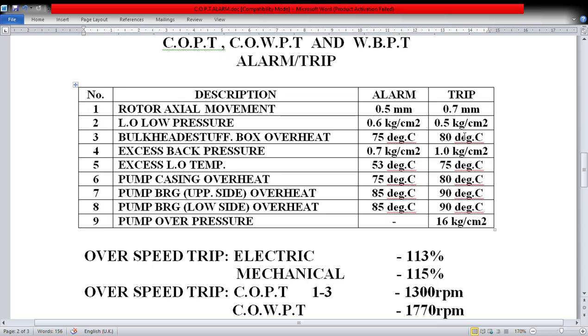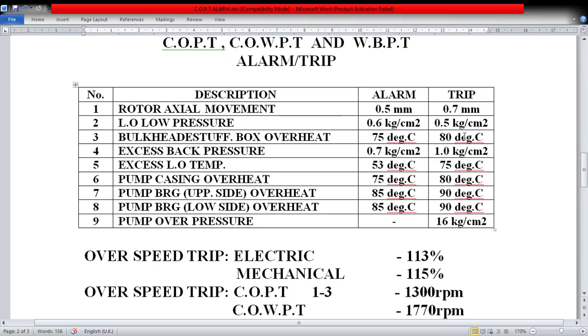Pump bearing lower side overheat is 85 degrees centigrade and then we have 90 degrees centigrade as a trip. Now, pump overspeed: there is no alarm for that. It is generally when we have 16 kg per centimeter square that we have the trip.